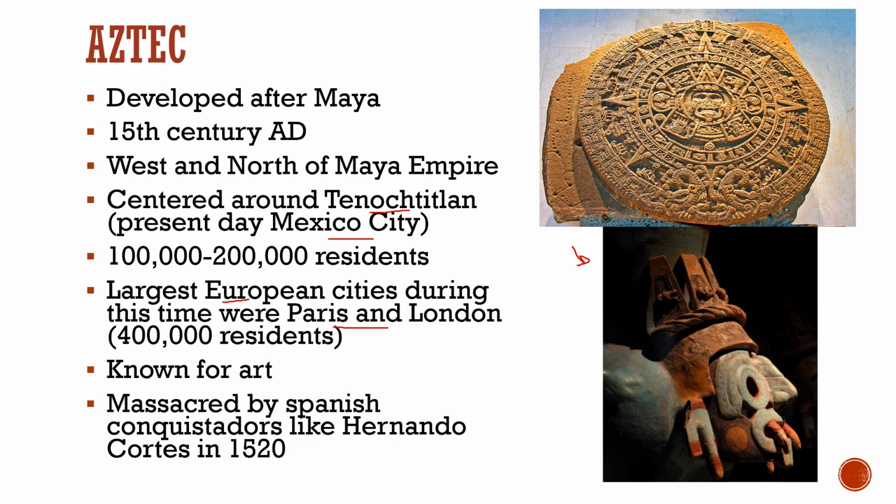Now we do know the fall of the Aztecs was due to Spanish conquistadors like Hernando Cortez. So in 1520, that is what led to the destruction and essentially annihilation of the Aztec people. Again, unsure about the Mayans, but we do know about the Aztecs.